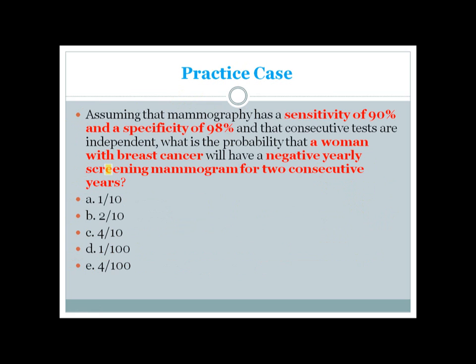So here we have a case to practice. Suppose mammography has a sensitivity of 90% and a specificity of 98%, and that consecutive tests are independent. What is the probability that a woman with breast cancer will have a negative yearly screening mammogram for 2 consecutive years? There are multiple options here. You can press the pause button and solve it yourself, and then check with my solution.